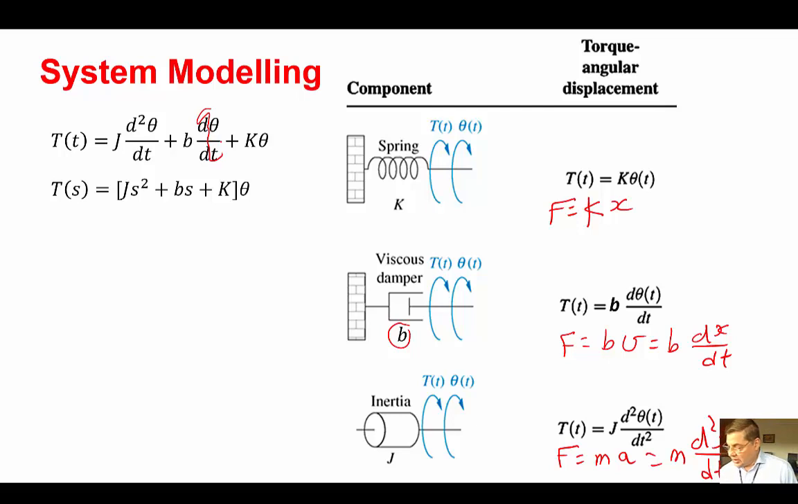The first derivative, d by dt, will be S, and the second derivative, d2 by dt squared, is S squared. So we collect terms, and we end up with this equation. If we ignore the stiffness of the spring, that simplifies the equation a bit.